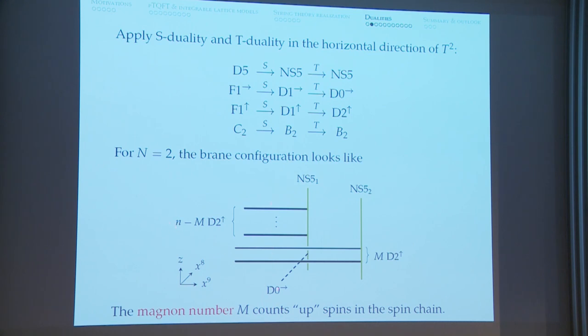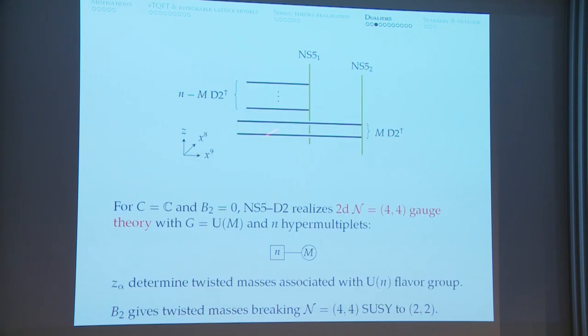And I also have a D0 brane coming from the orthogonal direction and ending on one of the NS5 branes. All right, so this big M is something called the magnon number of the spin chain, which just counts the number of up spins in the spin chain cell, right? So NS5-2 corresponds to spin up, NS5-1 corresponds to spin down. So I get this picture after applying dualities. Right, now let's forget about these D0s first. Okay, and then I have this picture.